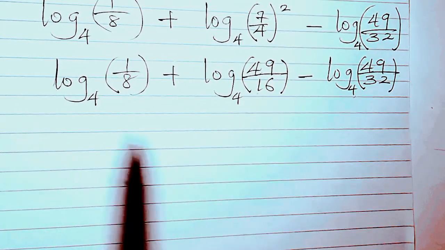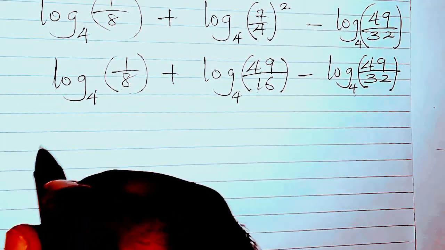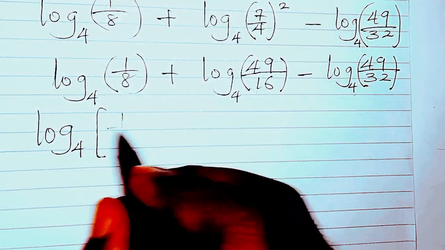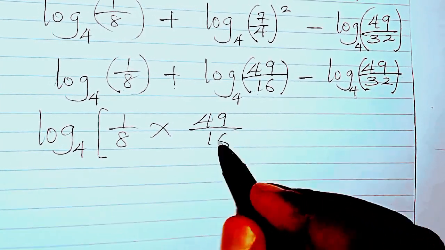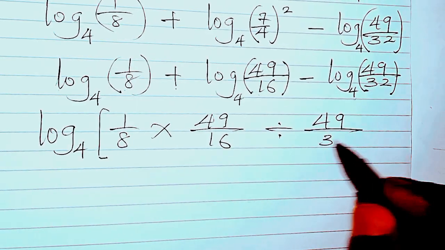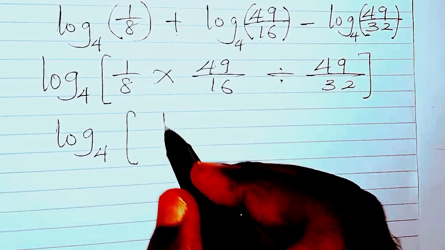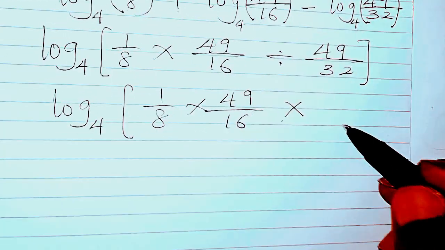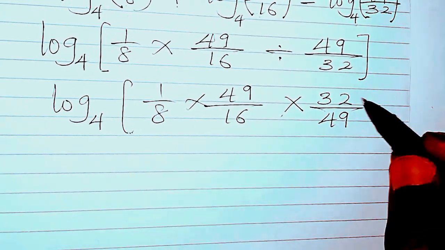And then we want to take a common logarithm of everything so that we can apply the laws of logarithm there. So taking a common logarithm to base 4 of all the terms we have there, this becomes 1 over 8, and of course addition becomes multiplication of 49 over 16, and subtraction becomes division, that's 49 over 32. Okay, so taking a common logarithm to base 4, this is 1 over 8 times 49 over 16. Changing this one to multiplication, this fraction is going to be inverted, so that becomes 32 over 49.